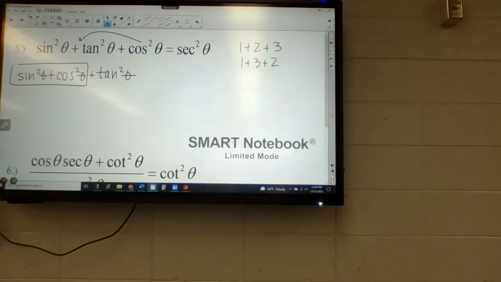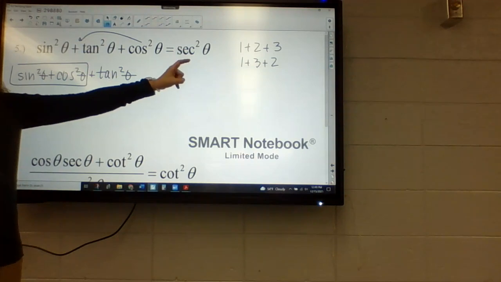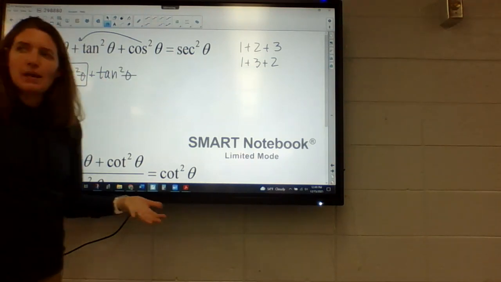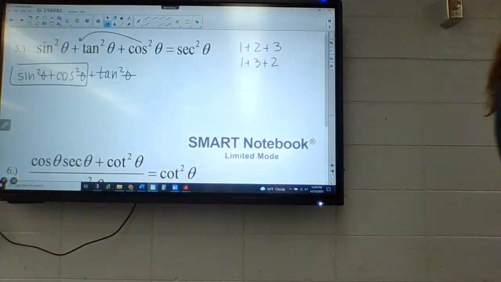So this is a case where I would not say change everything to sine and cosine. That's been my rule almost all the time. However, I looked ahead a little bit and saw that it had secant, so it made me think a little bit, maybe not sine and cosine. So that's not an always rule. Don't always change things over.